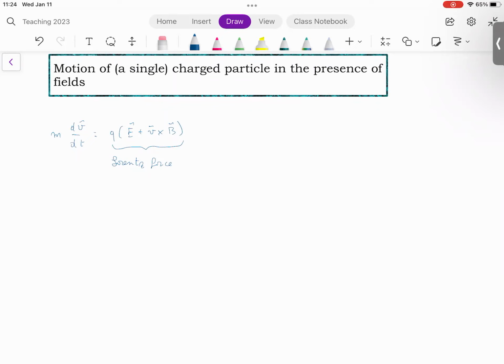First case, I'll just call it a 1. We're going to look at the uniform and constant magnetic field. That is a magnetic field that does not change either in time or space, that does not depend on anything, and zero electric field.